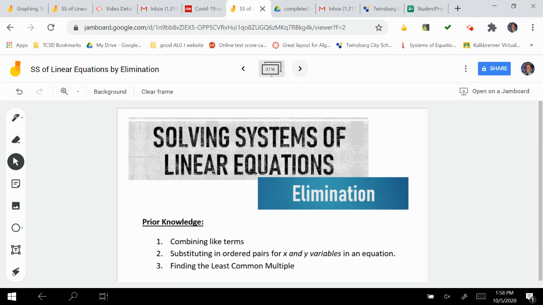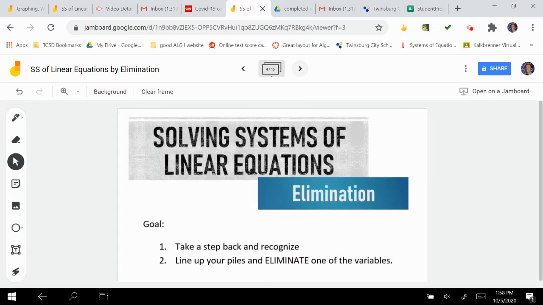Prior knowledge: combining like terms, CLT, x's go with x's, y's go with y's, and constants go with constants. Substituting in ordered pairs, x and y, to check the equation, and finding the least common multiple, the LCM.